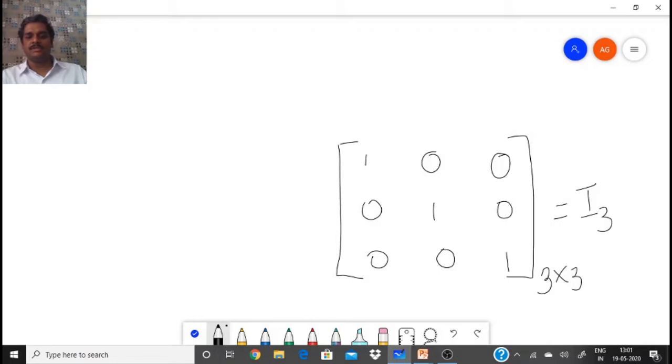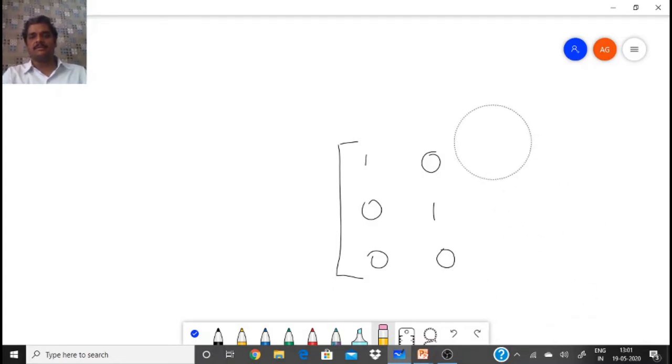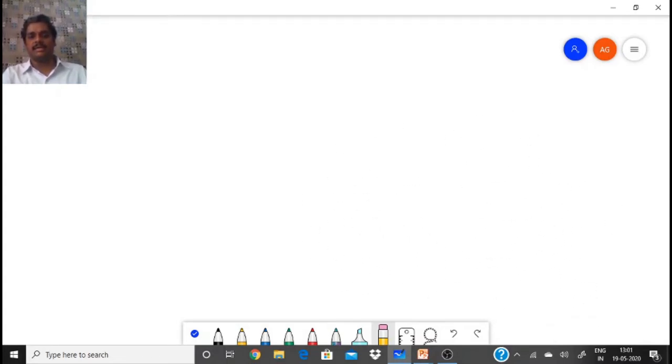The next type was the null matrix. A null matrix is nothing but a matrix with all elements 0. To produce an example of that, you have to take a matrix of any order. Suppose I take here a 2 by 3 matrix, and then you have to set all elements 0.